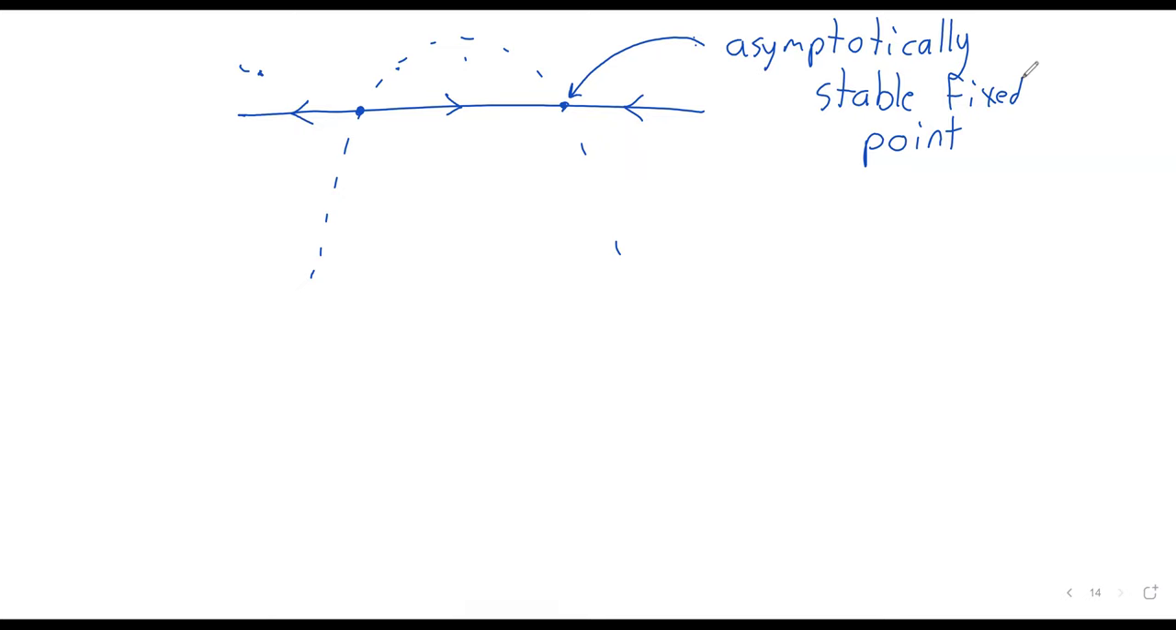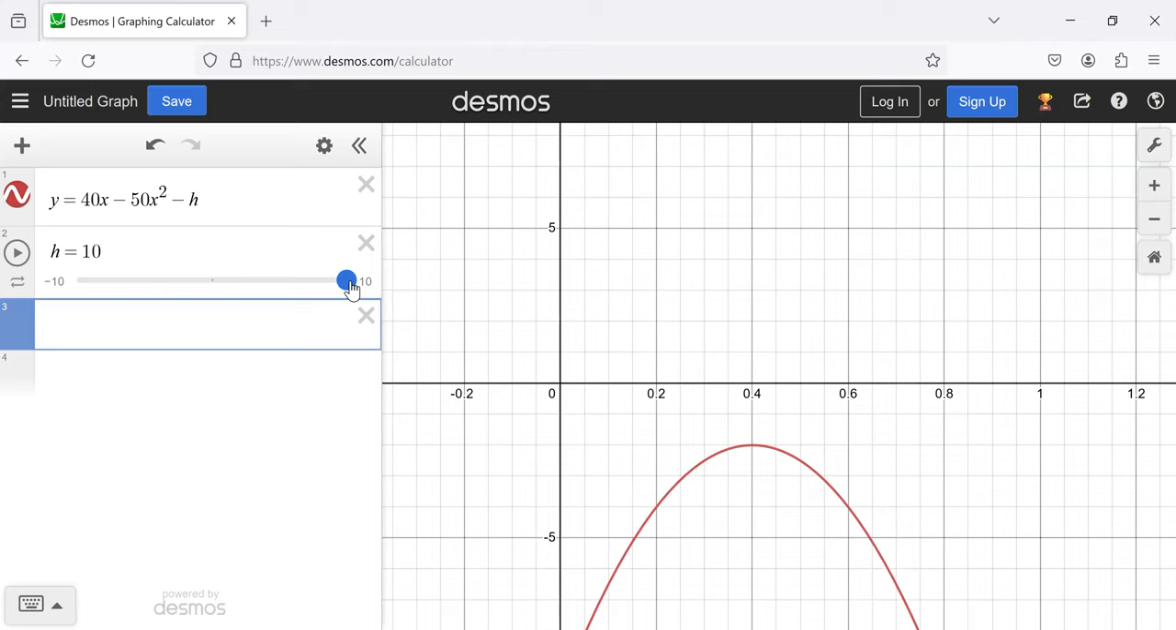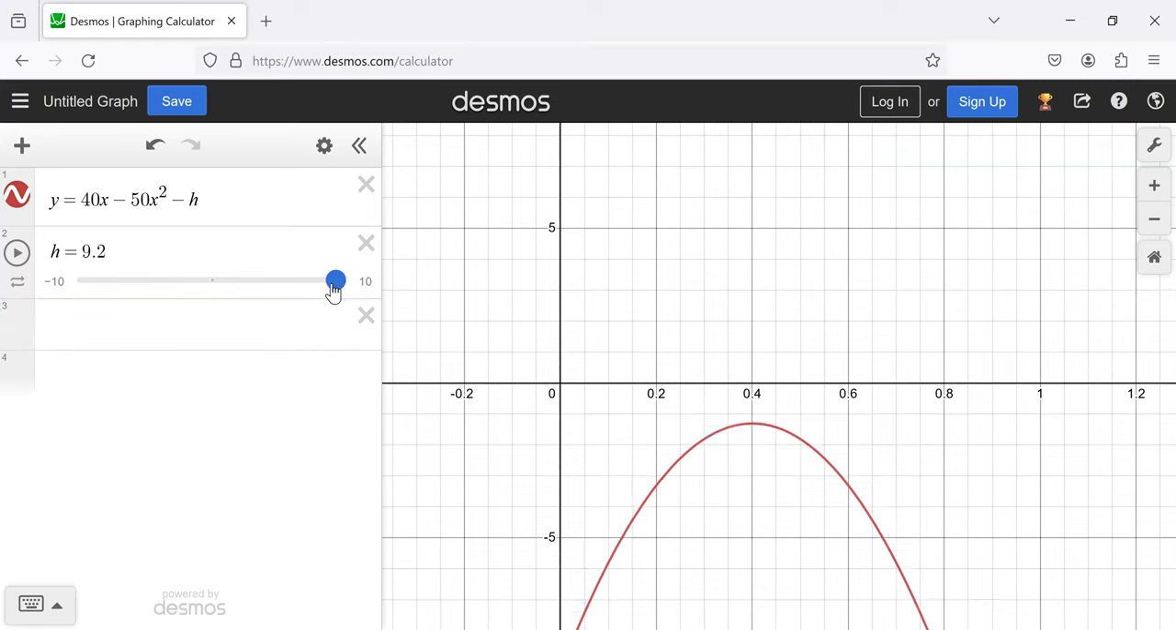So again, thinking of this in terms of harvesting, maybe, no, this is fine. No fixed points, none, none, none. Come on, this mouse is not cooperating with me. Let's try again. No fixed points, none, none, none.